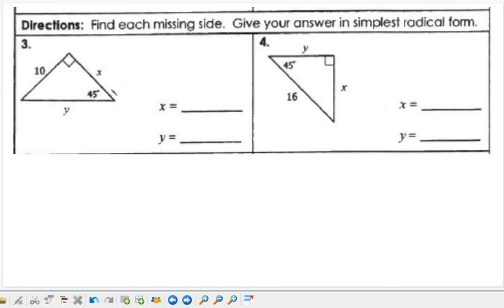Notice it has the 45 here. So the first thing we know in a 45-45-90 is that my two legs have to be the same. So if this leg is 10, then I know that this leg must be 10 as well. And we also know that the hypotenuse is whatever the leg is times the square root of 2. So that would just be 10 square root of 2.